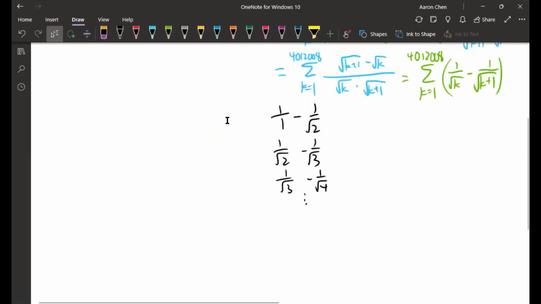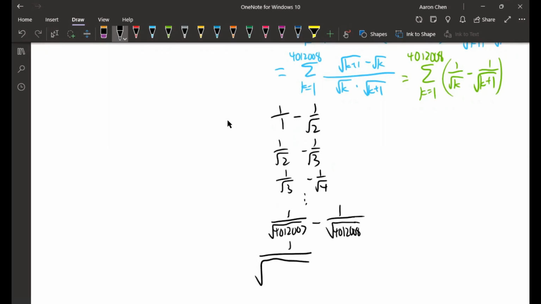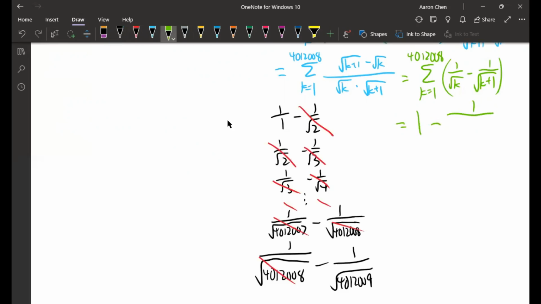And near the end, it goes 1 over root 4,012,007 minus 1 over root 4,012,008, plus 1 over the root of 4,012,008 minus 1 over root 4,012,009. And so the terms you can cancel are these. And after you cancel out the first few terms, I think the pattern's obvious enough that these are the terms that are left. So what you have left is just simply 1 minus 1 over the square root of 4,012,009.